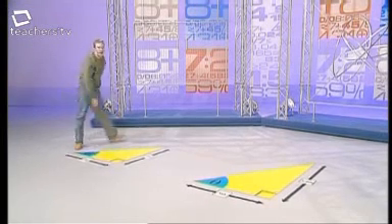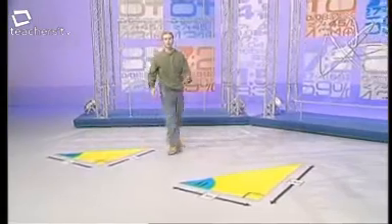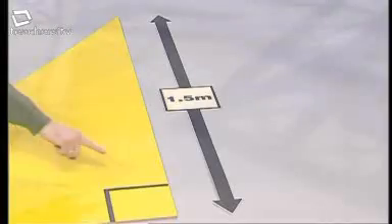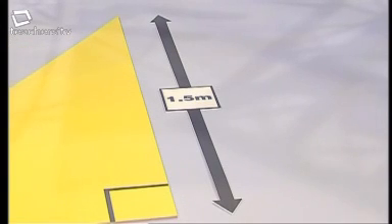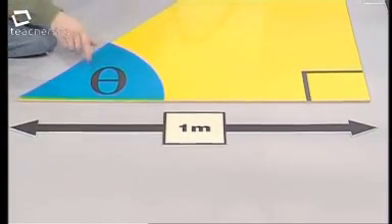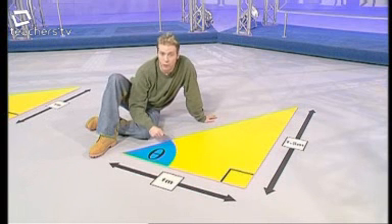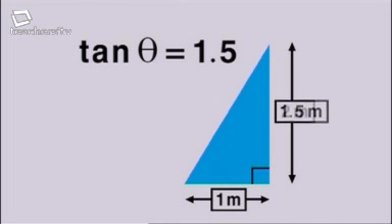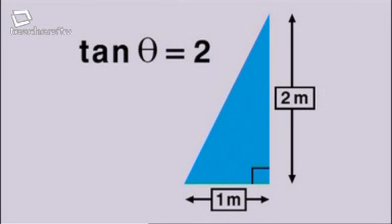So how does tan theta vary with the size of the angle? For this taller triangle, theta is bigger, and the tangent of theta is the opposite, which is 1.5, divided by the adjacent, which is 1. So tan theta is 1.5. As the angle gets bigger, so does the value of the tangent ratio.